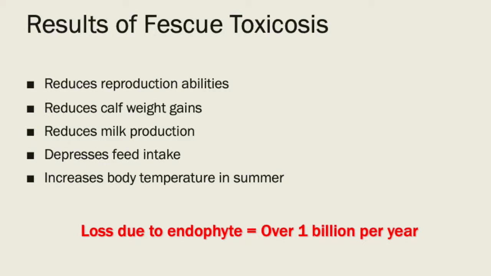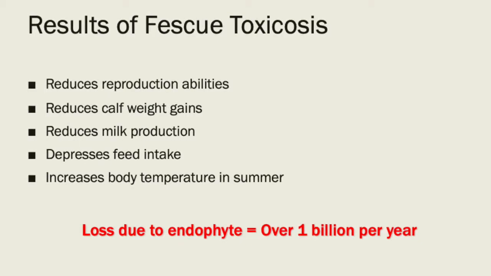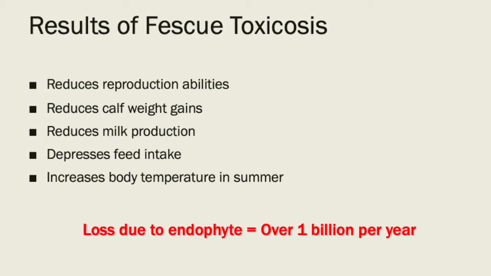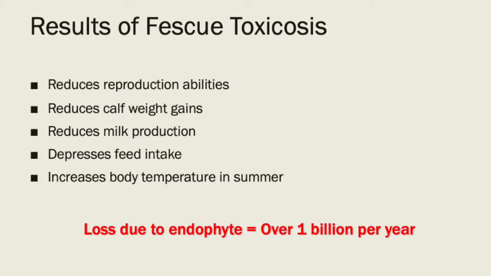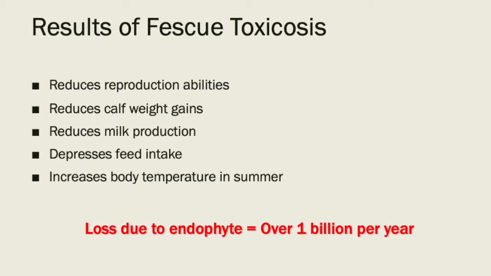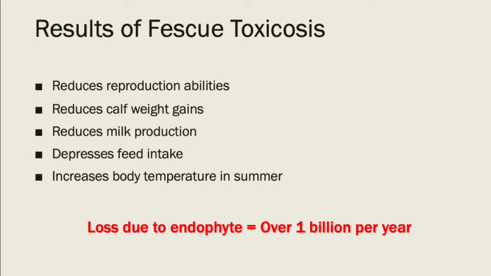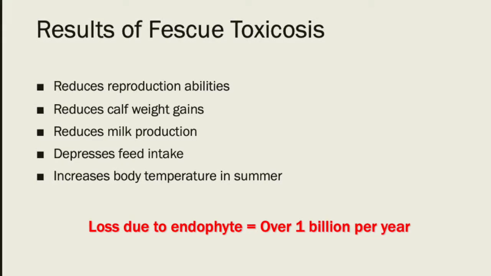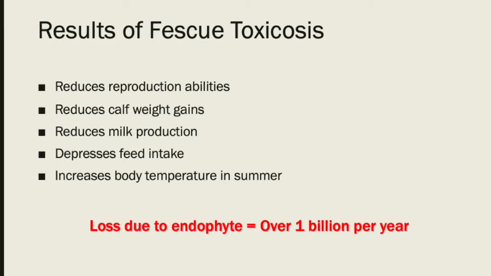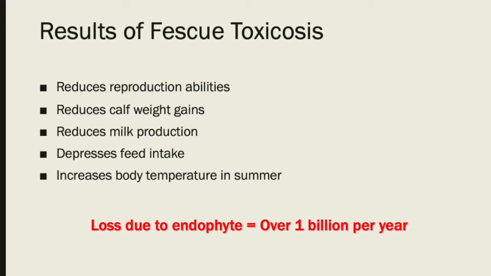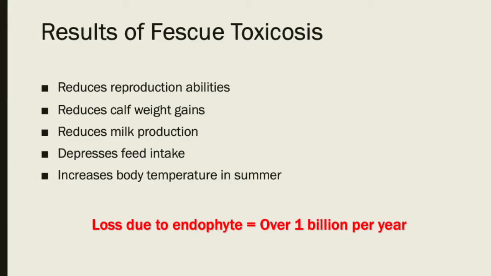The results of fescue toxicosis: reduced reproductive abilities, reduced calf weight gains, reduced milk production, depressed feed intake, and increased body temperature in the summer. Conception rates of beef cows, first calf heifers especially, may be reduced often up to 50% or less.